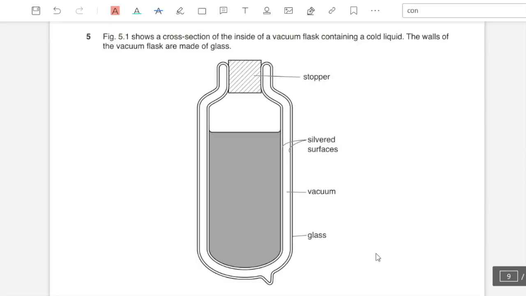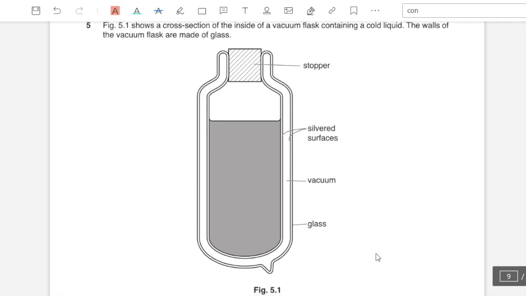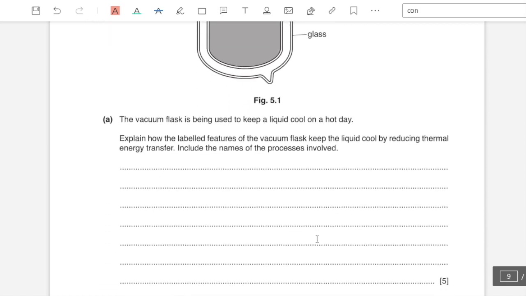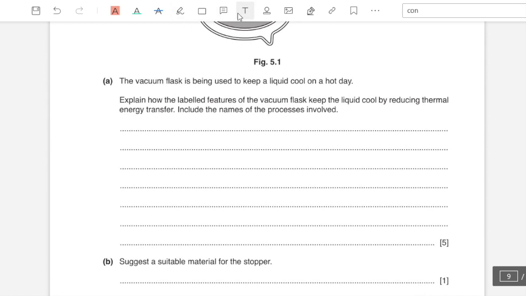Question number 5. Figure 5.1 shows a cross section of the inside of a vacuum flask containing a cold liquid. The walls of the vacuum flask are made of glass. So we have a stopper over here, silvered surface, vacuum, and glass. Alright, A. The vacuum flask is being used to keep a liquid cool on a hot day. Explain how the labeled features of the vacuum flask keep the liquid cool by reducing thermal energy transfer. Include the names of the processes involved.